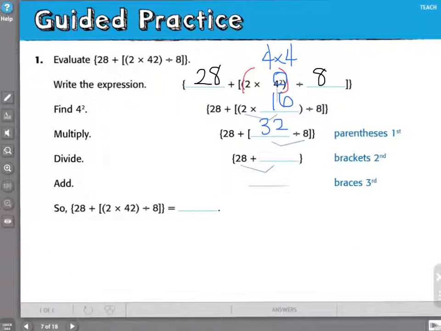Now I need to take care of what's in the brackets. 32 divided by 8. 32 divided by 8 will give me 4, and I have completed what's in my bracket. And finally, my braces. 28 plus 4 is 32. The solution to this problem is 32. That brings us to the end of our first flip lesson.